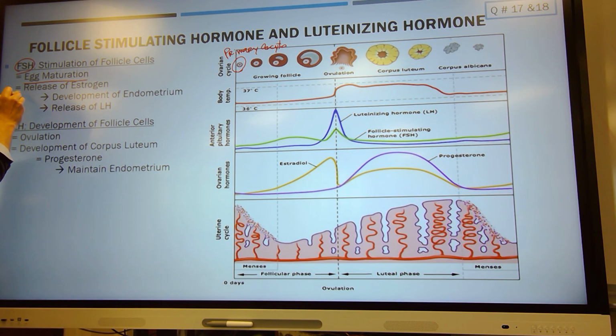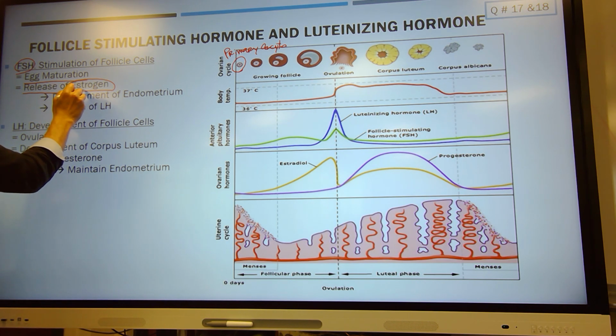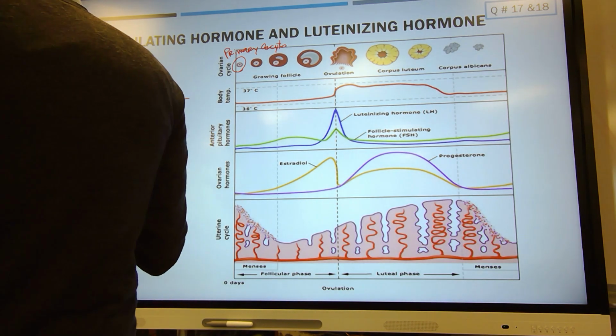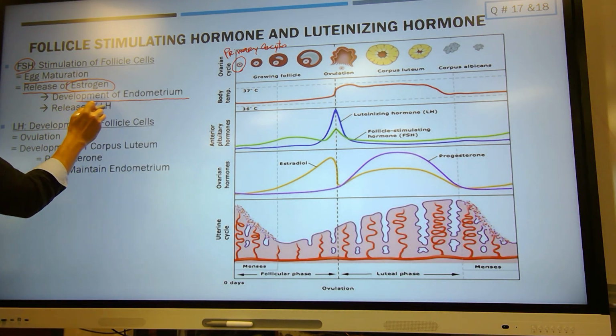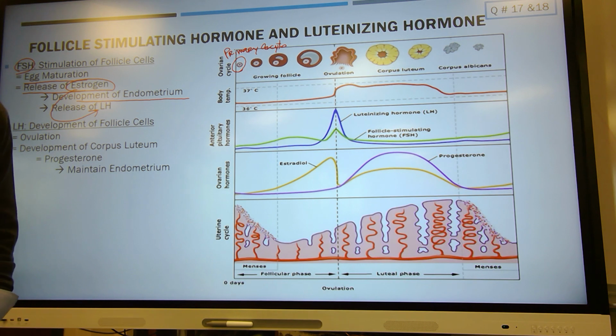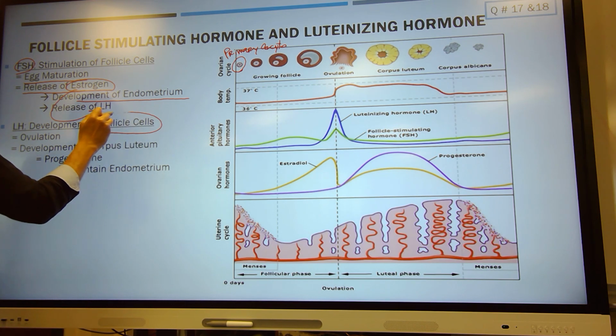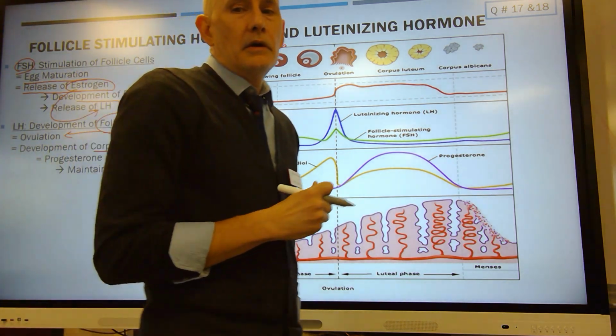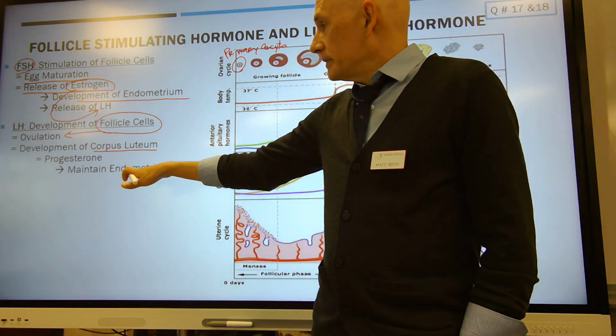But this also causes the developing egg cell to release estrogen, and that causes the endometrium to thicken. The estrogen then causes the release of luteinizing hormone. The luteinizing hormone takes the cells around the egg and develops the follicle cells, and they keep developing until you have ovulation, and then those follicle cells develop into the corpus luteum, and that's going to release progesterone and maintain the endometrium.